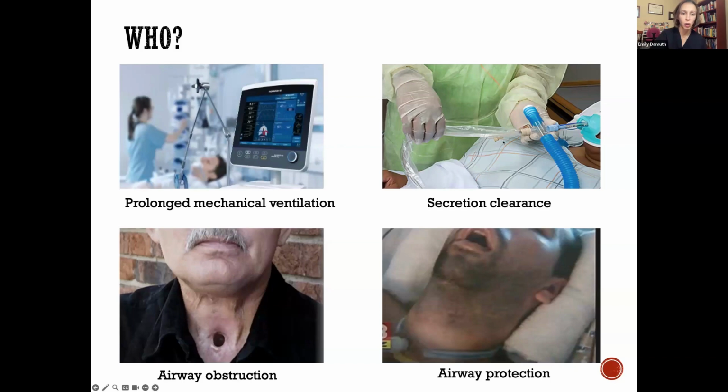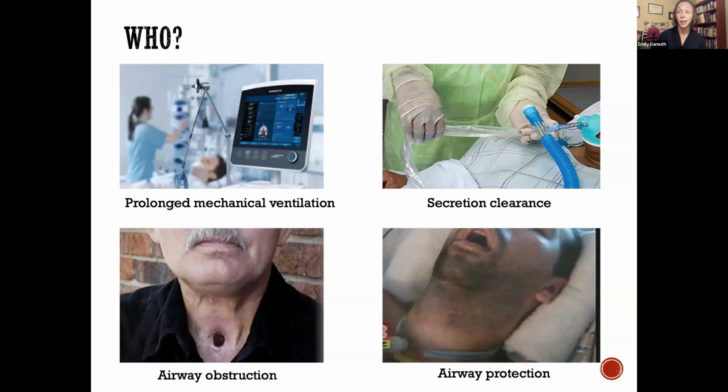I think the next two go hand in hand, right? So secretion clearance and airway protection. These might be patients who have a stroke or acute brain injury and can very quickly wean off the ventilator, but can't protect their own airway. And so they need assisted secretion clearance. And then finally, there's a cohort of patients that have airway obstruction. They may have had a laryngectomy like this gentleman in the picture, or perhaps they just have vocal cord paralysis or subglottic stenosis, or maybe a head and neck tumor that's obstructing their airway. And so you need to facilitate and protect the airway with a tracheostomy tube.